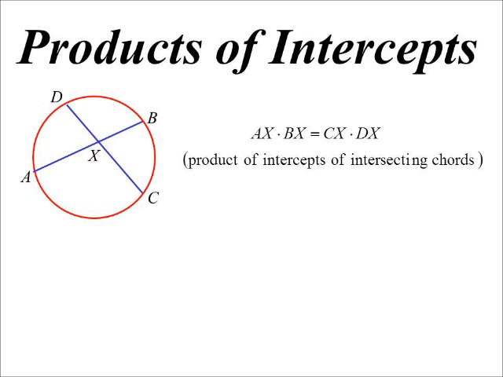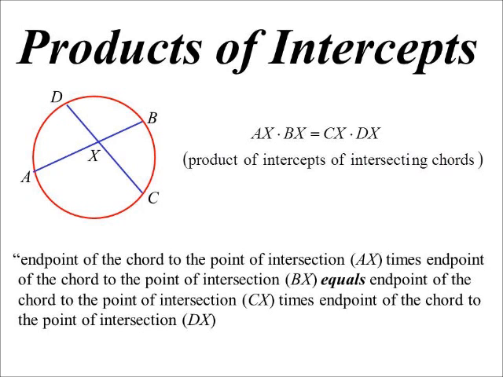The way I tend to think about this theorem is like so. The endpoint of the chord to the point of intersection times the endpoint of the chord to the point of intersection is equal to the endpoint of the chord to the point of intersection times the endpoint of the chord to the point of intersection.